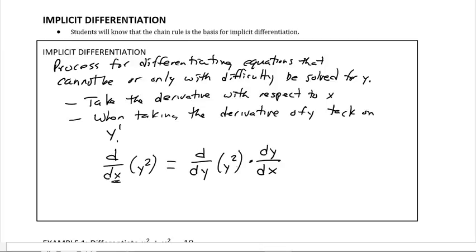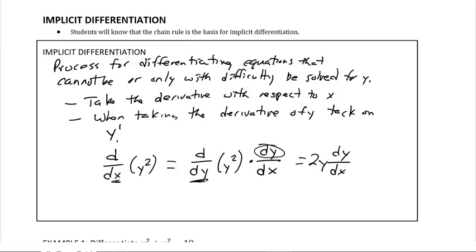And the reason for that is because if you think about these as fractions, those would cancel and you're left with d dx. And so that's why this would equal 2y times dy dx. And that's how we account for taking the derivative with respect to x.